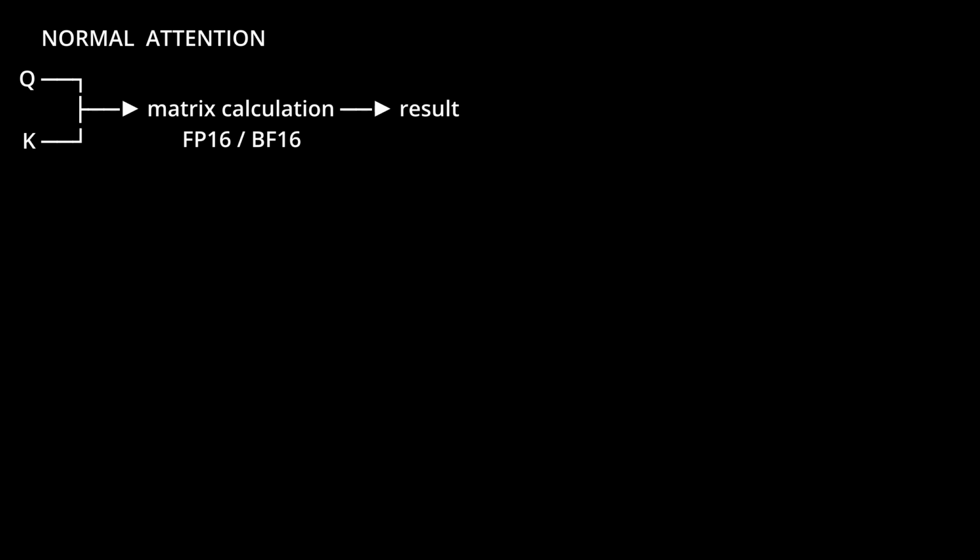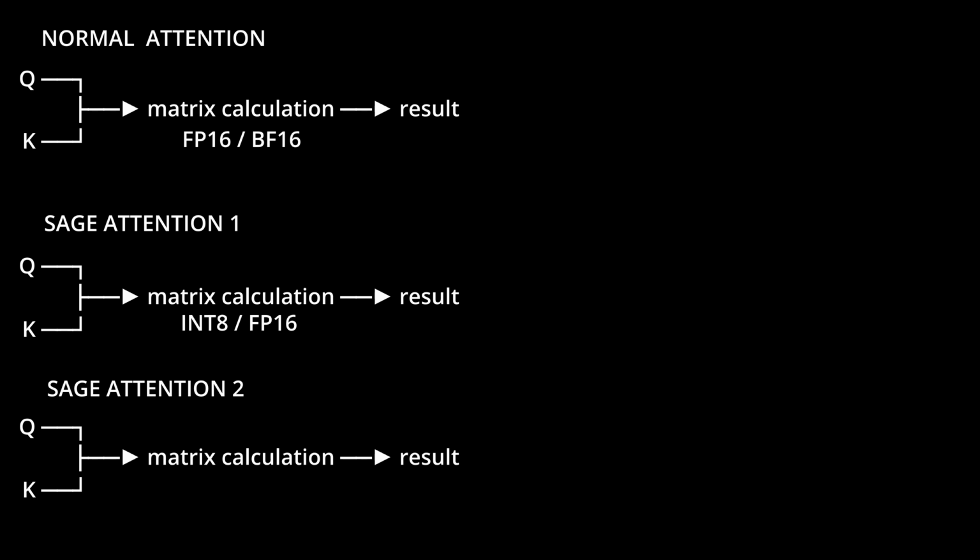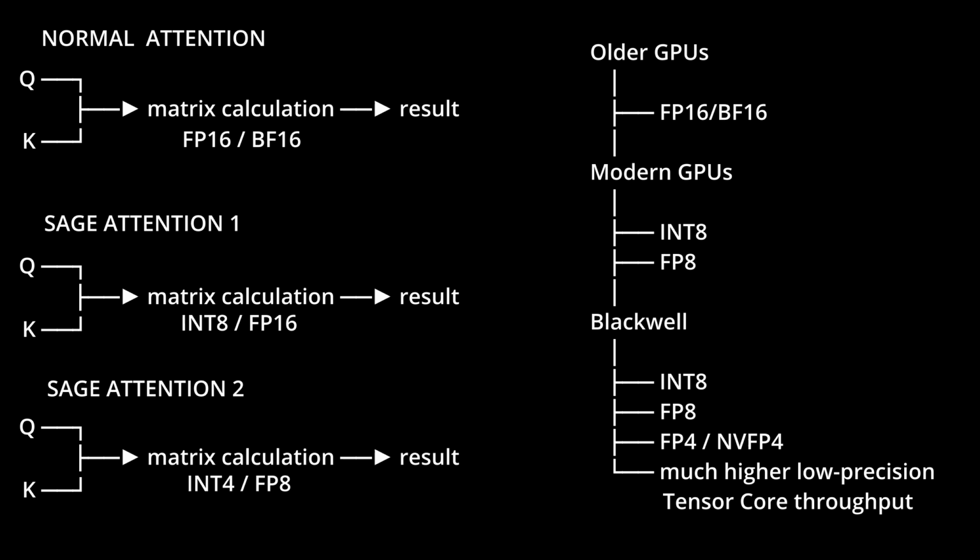In a standard attention, these calculations can be performed using relatively high precision data types such as FP16 or BF16. The original Sage Attention uses INT8 quantization for the Q and K calculation, while keeping the other calculation in FP16. Sage Attention 2 goes even further. It uses INT4 for the Q and K matrices and FP8 for other calculations. The modern GPUs we use are designed to perform a very large number of low-precision operations per second, and Sage Attention takes advantage of this hardware capability to accelerate the attention calculation.